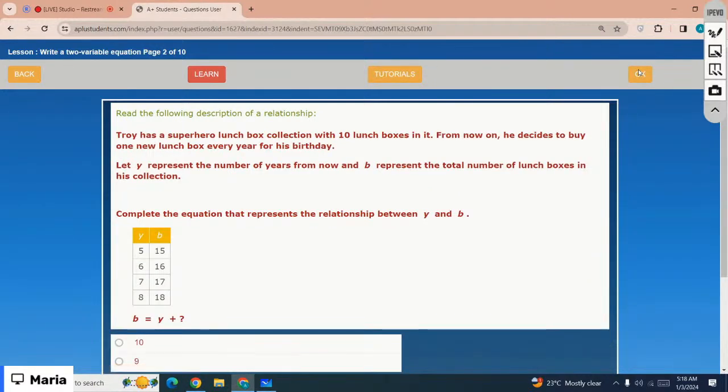Okay, Troy has a superhero lunchbox collection with 10 lunch boxes in it. From now on, he decided to buy one new lunchbox every year for his birthday. Let Y represent the number of years from now and B represent the total number of lunch boxes in his collection. Complete the equation that represents the relationship between Y and B. So, which is the correct option?